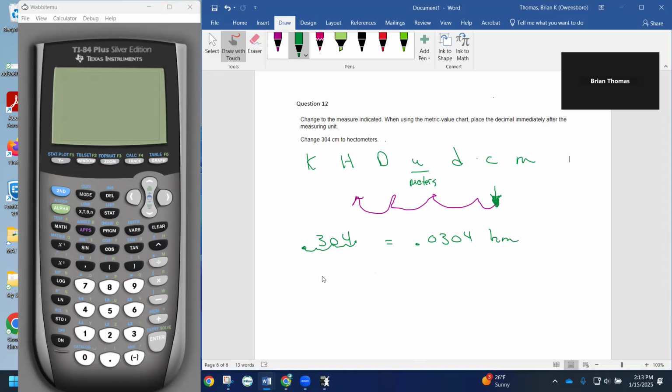So 304 centimeters would be the same thing as 0.0304 hectometers. So a hectometer is actually a pretty big unit of measurement. Like I said, a hectometer was 100 meters. And again, it takes 100 centimeters just to get to this spot. So that's a lot going on there.